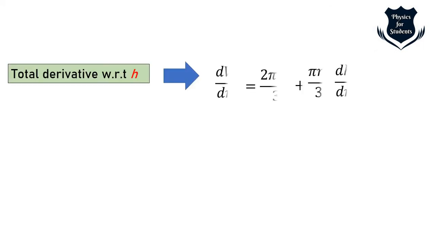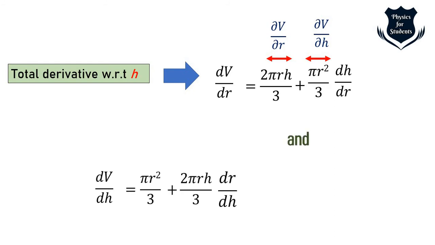Now the total derivative of v with respect to r, and the total derivative with respect to h, comes to this. We have differentiated v in terms of r, which comes to 2 pi r h by 3, that is del v by del r, and this part is del v by del h. If we differentiate v in terms of h, this comes to pi r squared by 3. So it shows how we can differentiate the cone where we keep h constant and r varying, and r constant and h varying. This gives you an idea of calculating the derivative of a cone and the total derivative with respect to h.